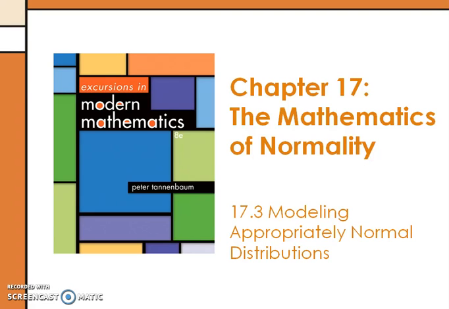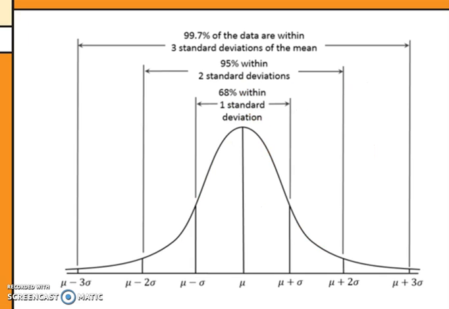Okay, in 17.3, we're going to look at some more specific numbers on the normal curve. So this is called the 68, 95, 99.7 rule. You'll probably use this one piece of information for more homework problems than anything else in this entire section. And mainly what it's saying is that 68% of the data falls between one standard deviation of the mean.